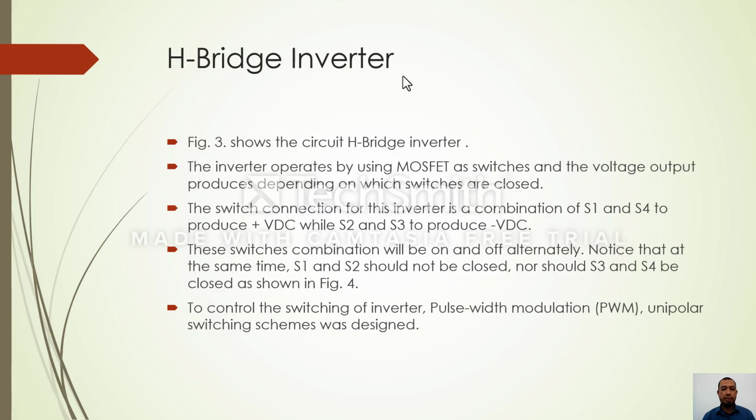Next, H-bridge inverter. Figure 3 shows the circuit of the H-bridge inverter. The inverter operates by using MOSFETs as switches and the voltage output produced depends on which switches are closed. The switch connection for this inverter is a combination of S1 and S4 to produce positive VDC, while S2 and S3 produce minus VDC. This switch combination will be on and off alternately. Notice that at the same time, S1 and S2 should not be closed, nor should S3 and S4 be closed, as shown in figure 4.